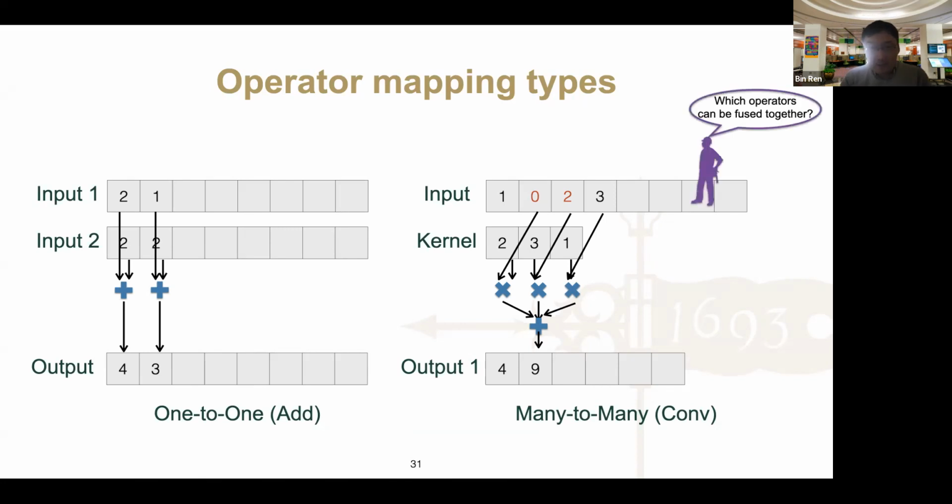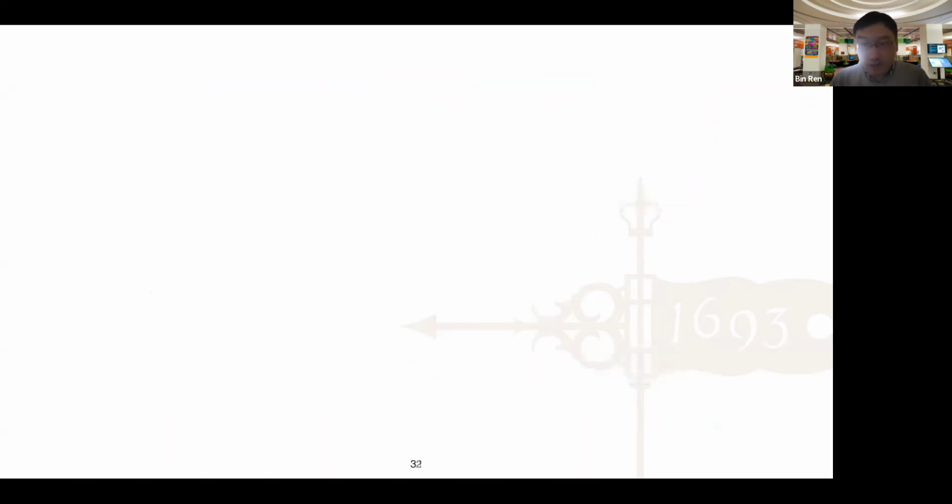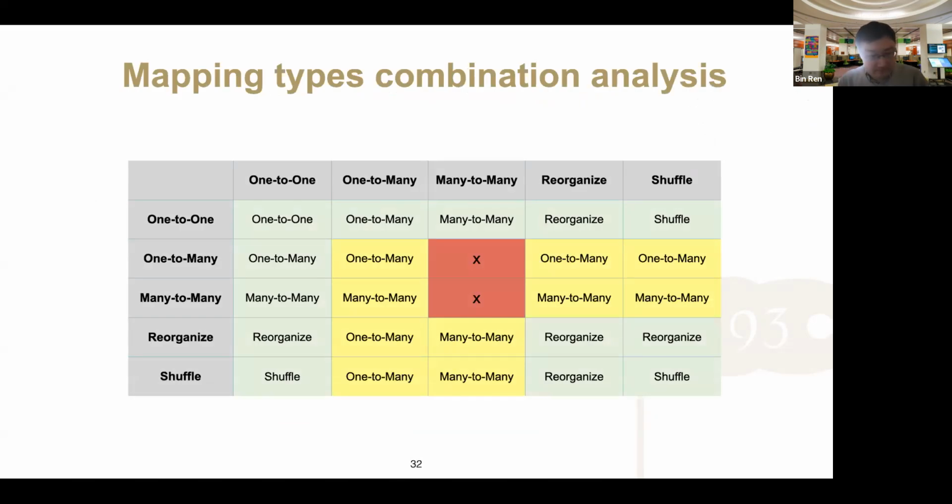Okay, our next question is, after we find this, which operators can be fused together? We need to have some policies to specify which mapping types can be fused, which cannot. So actually, this table shows the most critical idea of this work.